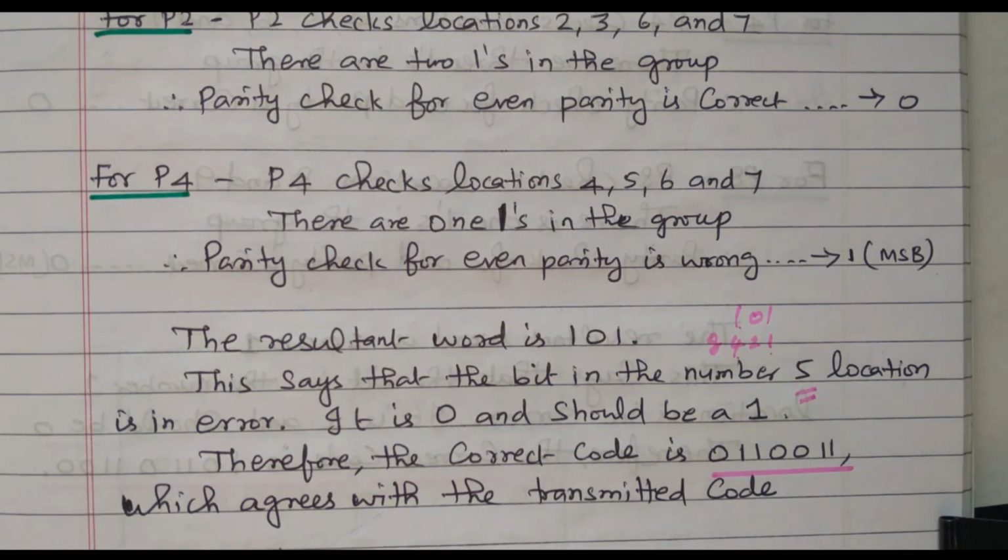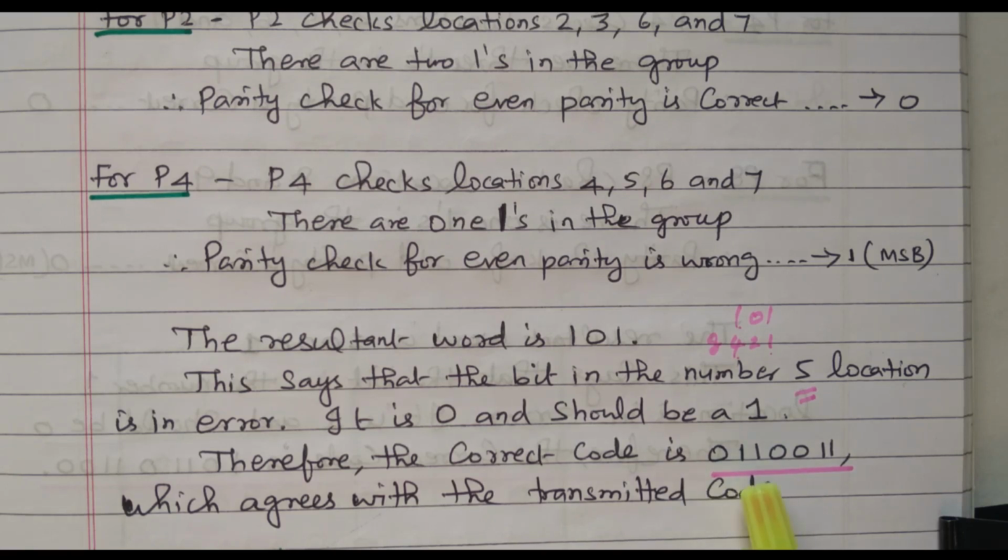So from P1, P2, P4, we framed the code. That code is 101. For that code, the binary number is 5. What is the indication? There is an error in the 5th position. What is the error? If it is 0, it should be changed into 1. If it is 1, it should be changed into 0. So the given number is 0, 1, 0, 0, 0, 1, 1, right? The 5th bit is 0, but there is an error. So the 0 should be changed to 1.